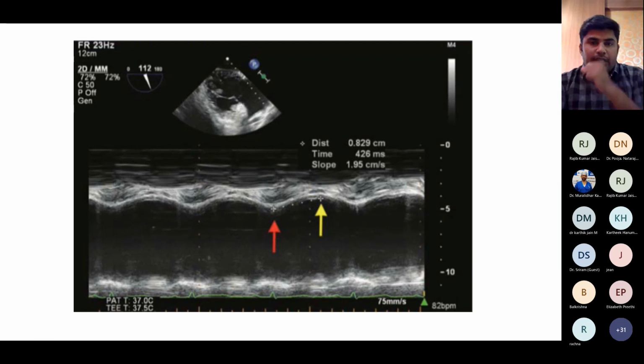Another view which can be used is the deep transgastric long axis view. These views can also be used to measure pulse wave Doppler, strain, or speckle tracking.